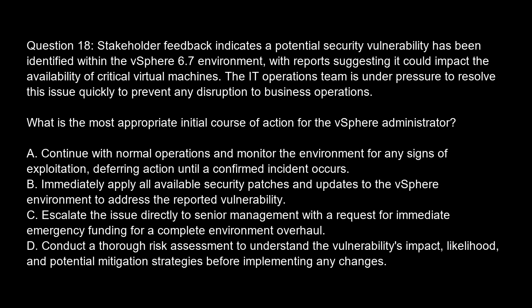Option A. Continue with normal operations and monitor the environment for any signs of exploitation, deferring action until a confirmed incident occurs. Option B. Immediately apply all available security patches and updates to the vSphere environment to address the reported vulnerability. Option C. Escalate the issue directly to senior management with a request for immediate emergency funding for a complete environment overhaul. Option D. Conduct a thorough risk assessment to understand the vulnerability impact, likelihood, and potential mitigation strategies before implementing any changes.